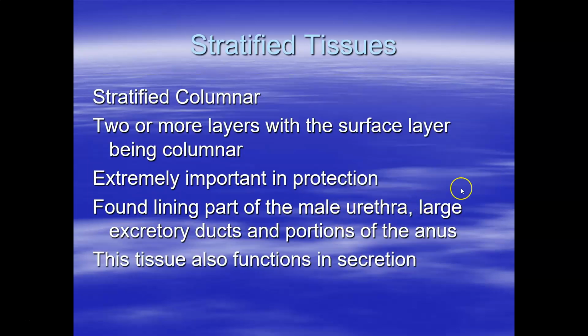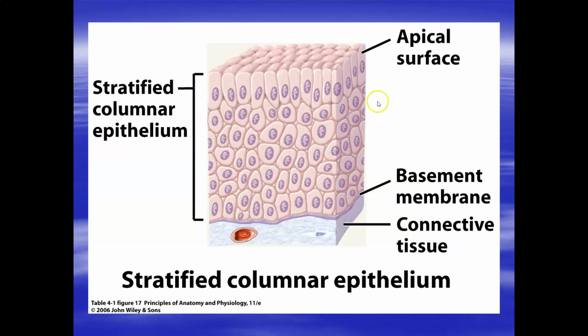Next is stratified columnar, two or more layers with the surface layer being columnar. Extremely important in protection. It's found lining part of the male urethra, large excretory ducts and portions of the anus. It also functions in secretion. So we can see here, in this case, we might have more cuboidal cells deep, but then definitely columnar on the more apical surface.